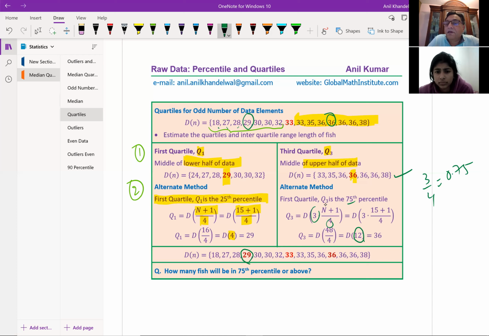We'll use this as a function, right? So I'll introduce the set of elements, and we'll name this as our data elements d. The value of the element at term number n plus 1 divided by 2 will give us the median. That happens when you have an odd number of elements in the data set.